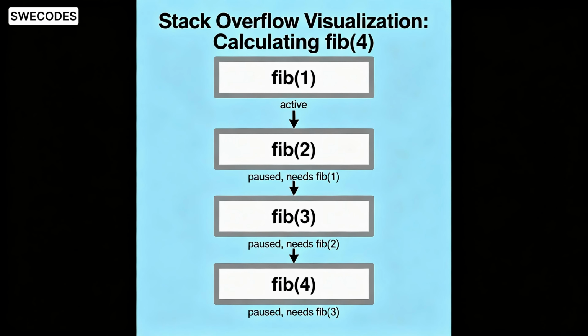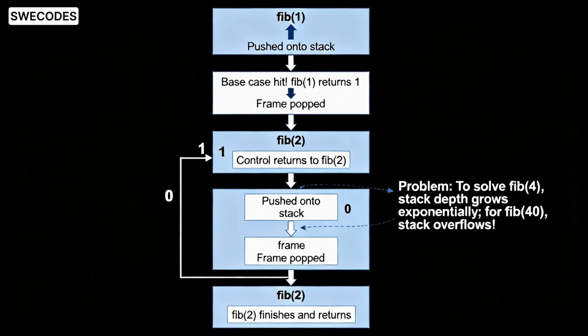A new frame for fib2 is pushed on top. Fib2 needs fib1. It pauses. A new frame for fib1 is pushed on top. Great! We hit a base case. Fib1 returns 1 and its frame is popped off.